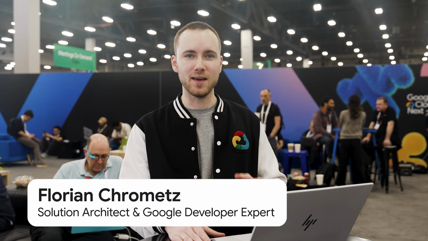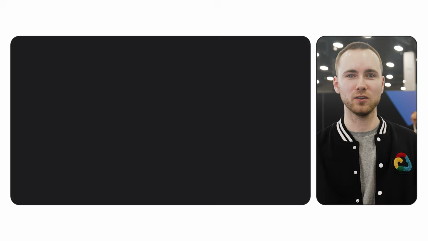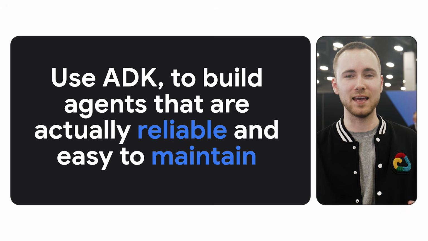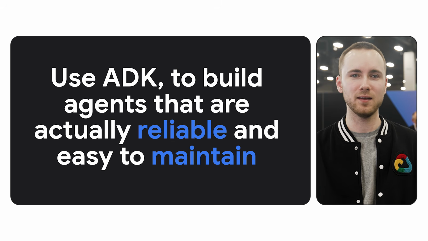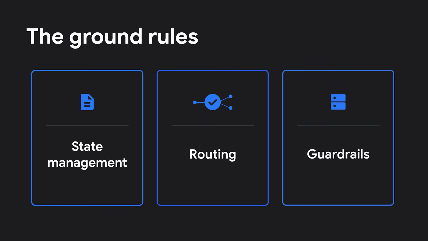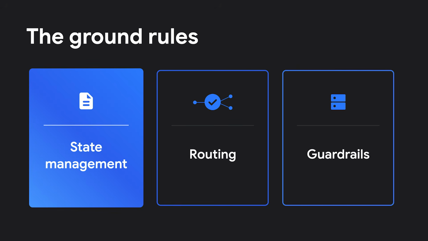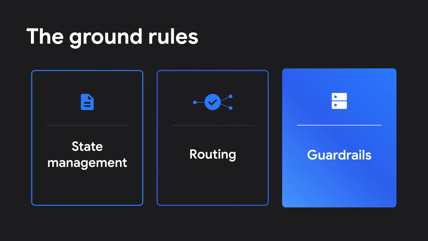Building AI agents for real-world workflows used to mean wrestling with massive prompts and unpredictable outputs. In this video, I'll show you how I use Google Agent Development Kit to build agents that are actually reliable and easy to maintain. Let's set the ground rules. Building reliable agents is about state management, routing, and guardrails, and not just making API calls. With that in mind, let's walk through an example.